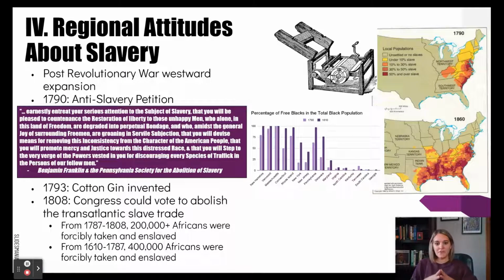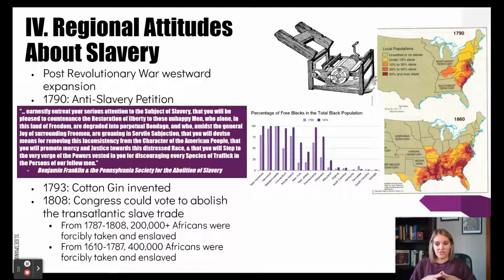So our final concept today is to discuss regional attitudes about slavery, and this concept has been addressed in previous lessons as well. But what we see happening is that after the Revolutionary War, we have westward expansion into the Northwest Territory, and under the Articles of Confederation, that area was not allowed to have slavery at all. But we also see expansion into the Southern Territories, where we do see the expansion of slavery. So note the dates on those maps, because the lower map does go all the way to 1860. So it's really a preview of what's going to be happening in the next years.